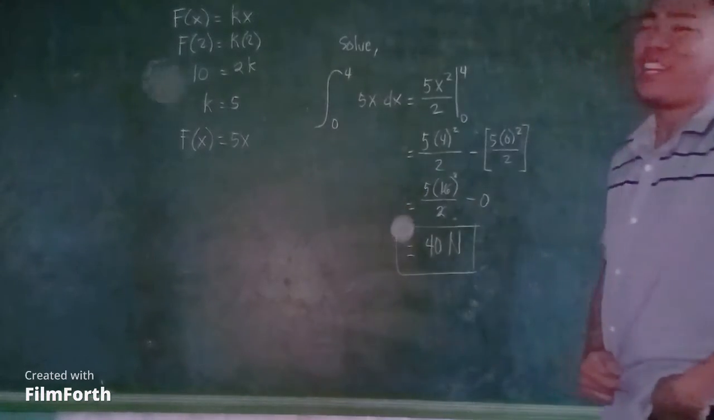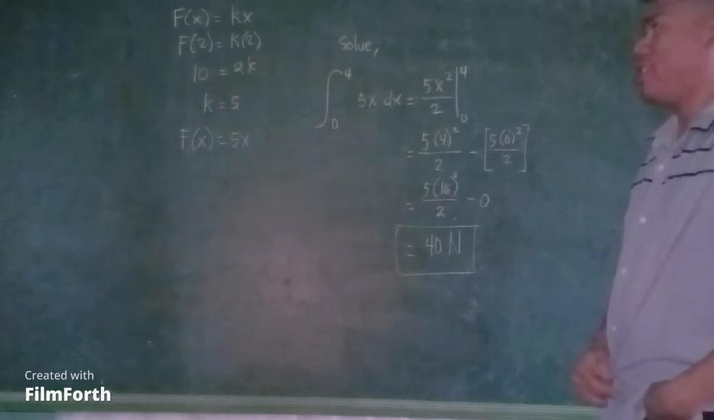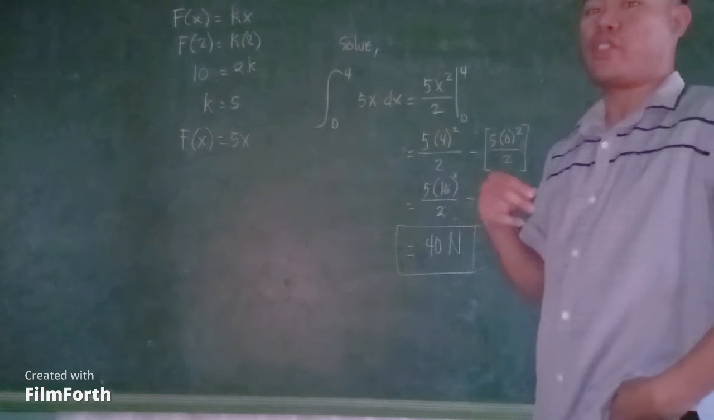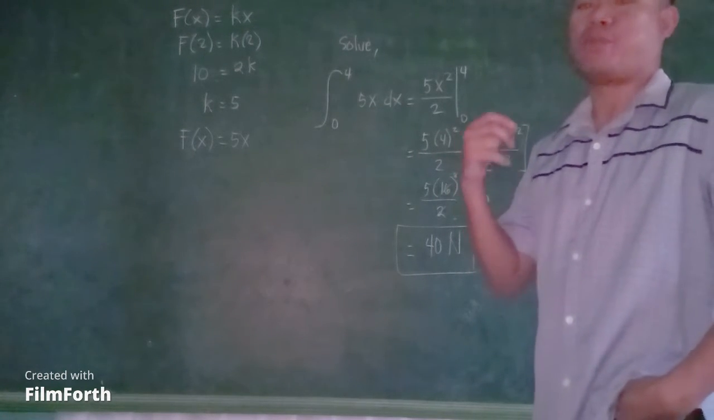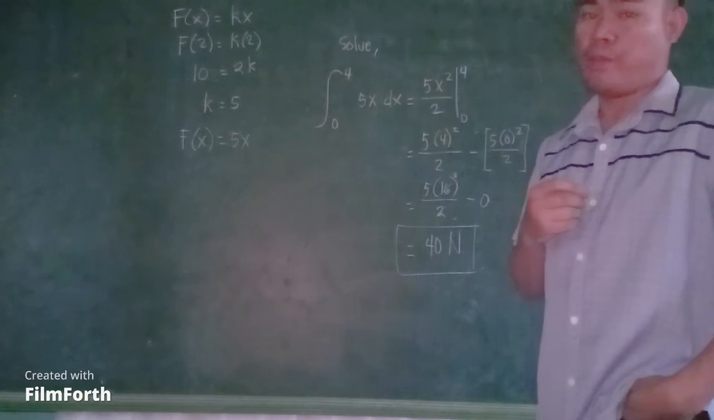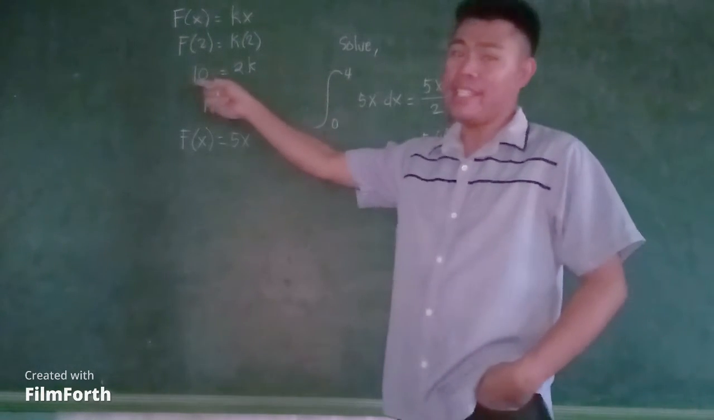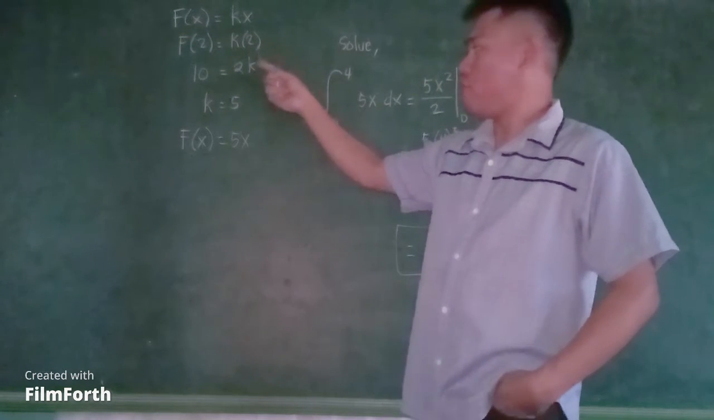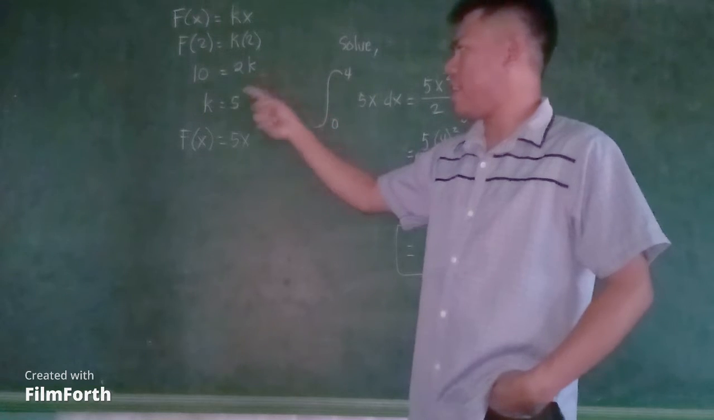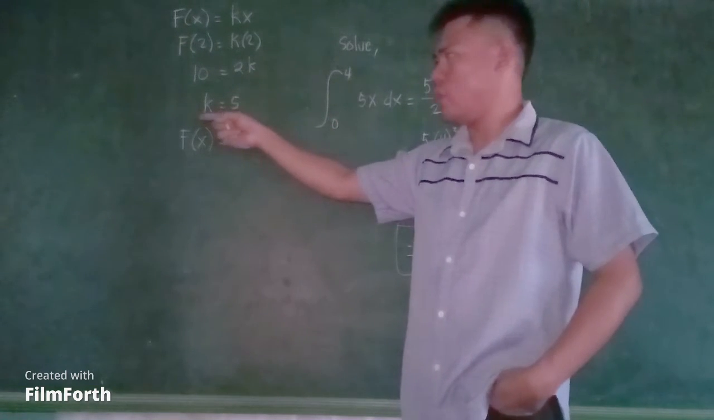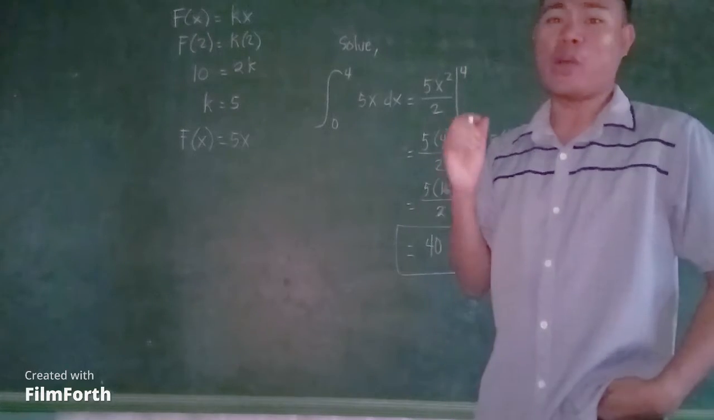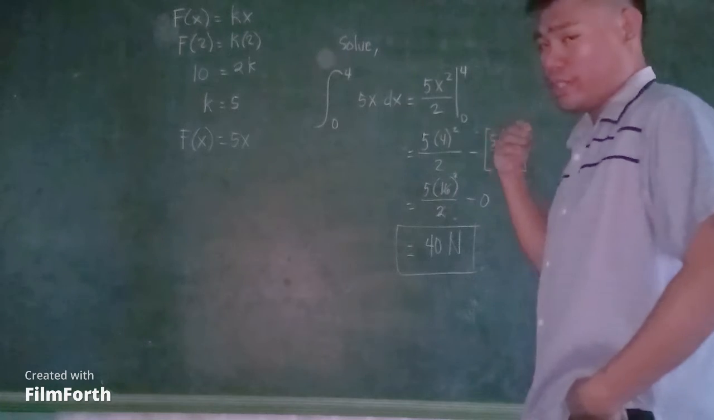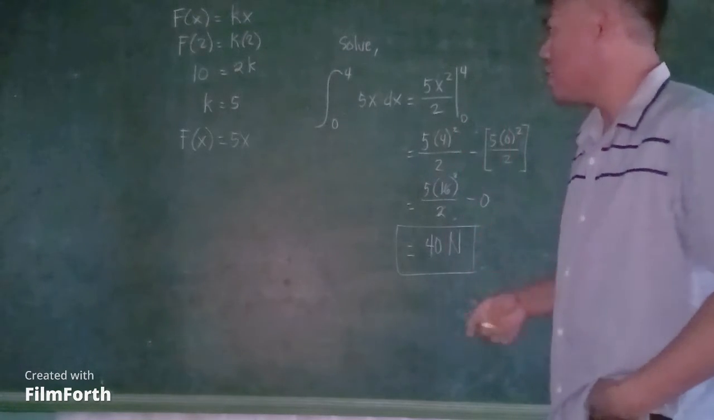It's correct. By Hooke's law, which is f of x equals kx, we use a force of 10 Newtons so that the length of the spring will be 2 meters. So we have here 10, which is the 10 Newtons, and k times 2, we have 2k, and so we get k equals 5. So our function is f of x equals 5x. Then, now we will proceed to the integral.